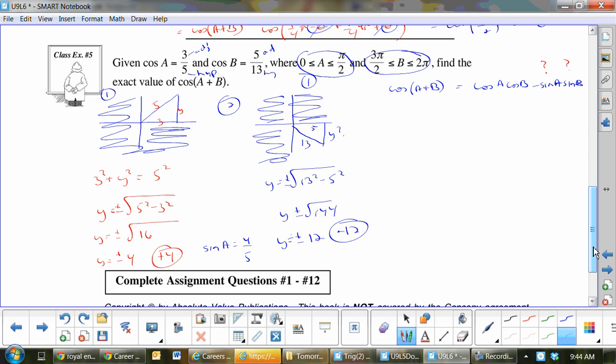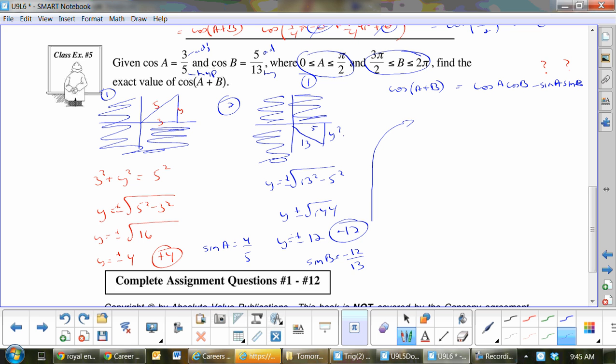So pictures are so valuable here. No one right now is questioning why it's negative 12 because they're looking up here at a picture I drew. If you don't draw this picture, it doesn't make sense. Okay? So do yourself the favor. So then this one, sine B equals negative 12 over 13. So I got it all now.